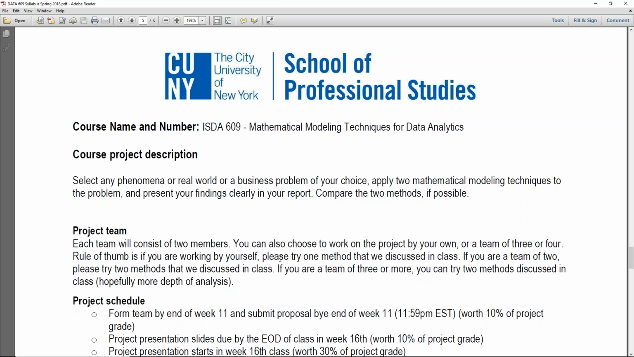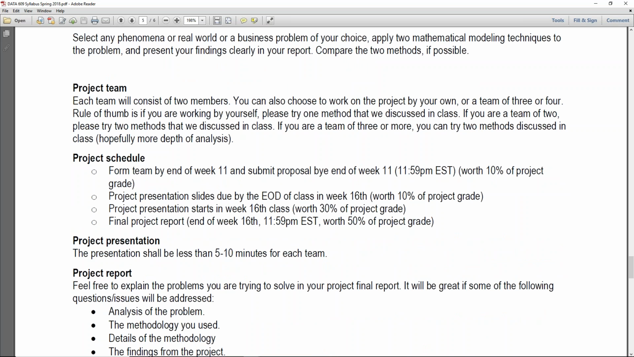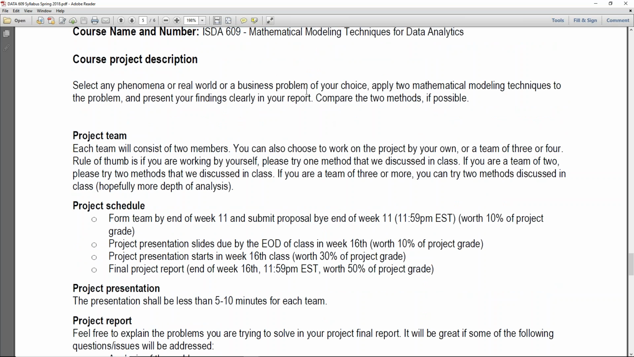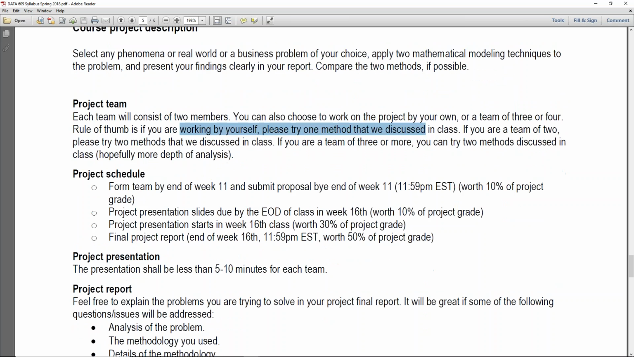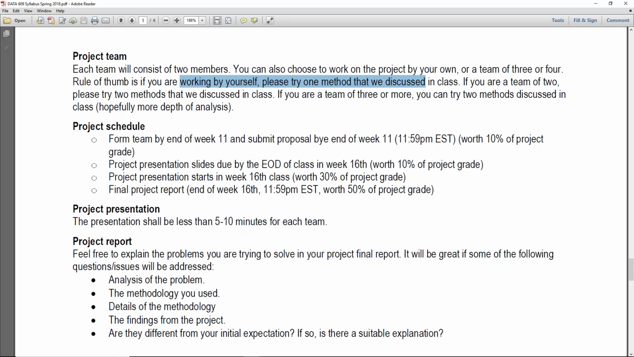And then next, you can see here, for the team, you should have a team of 2. Of course, feel free to do it by yourself. And you can also say, okay, I can have a team of 3 or 4. In general, I give you some suggestions. The rule of thumb is, if you are working by yourself, please try one method that we discussed in class. Even though here I said use 2 methods if possible, if you are working just by yourself, 1 method should be sufficient. If you are a team of 2, you probably want to try 2 methods.